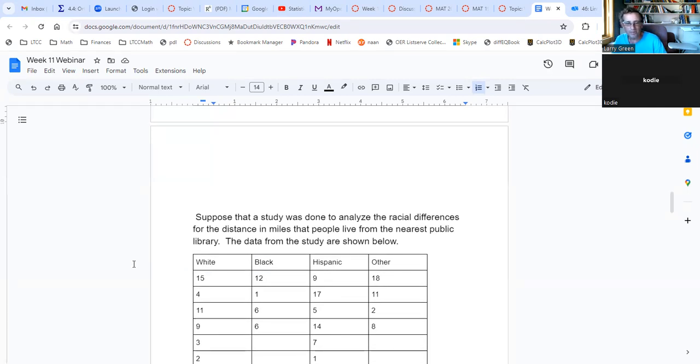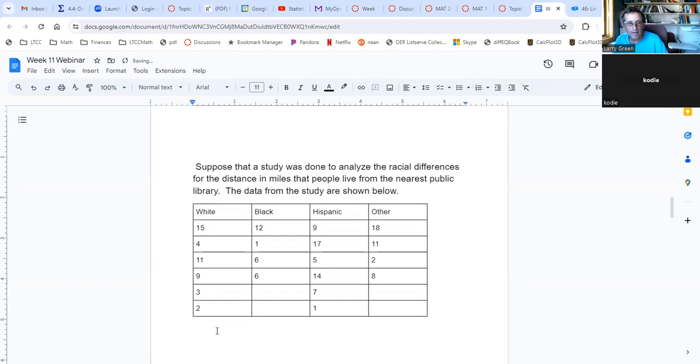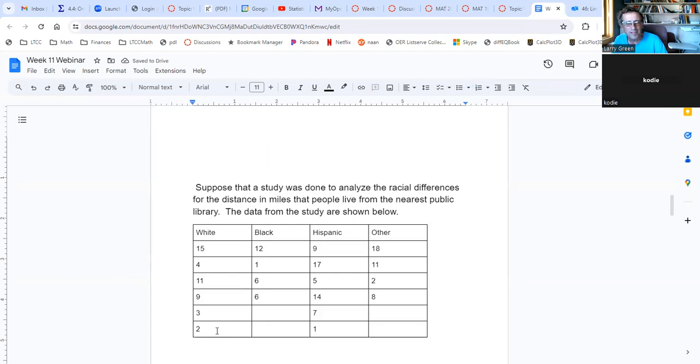Okay, so here's the example. Suppose that a study was done. When I say suppose, that means I just totally made up these numbers. To analyze the racial differences for the distance in miles that people live from the nearest public library. Might be an interesting thing to study. If you want to get a master's degree, that could be a cool one.